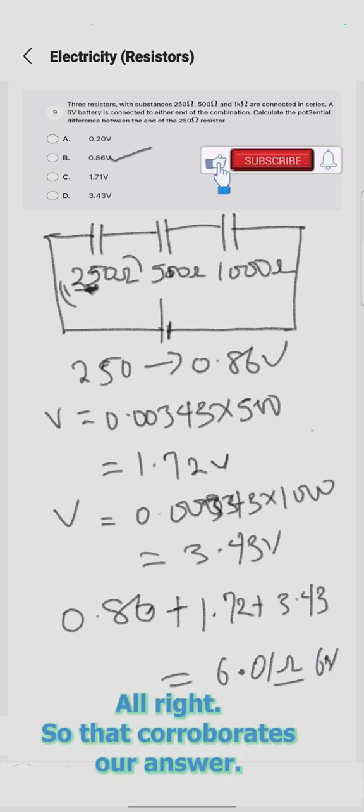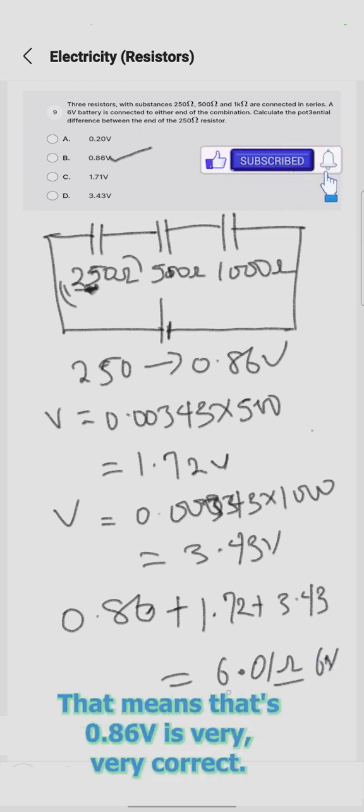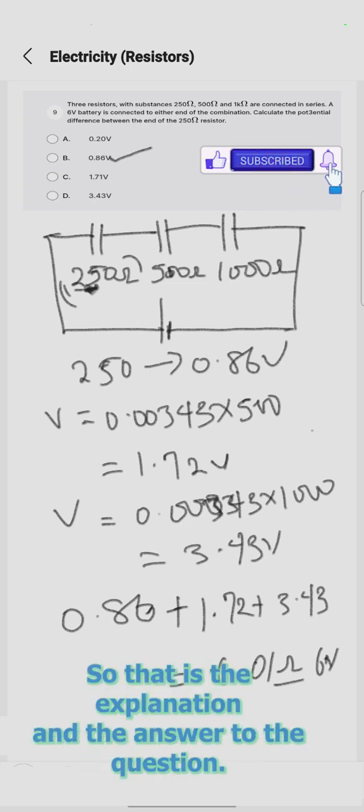All right, so that corroborates our answer. That means that 0.86 volts is very correct. So that is the explanation and the answer to the question.